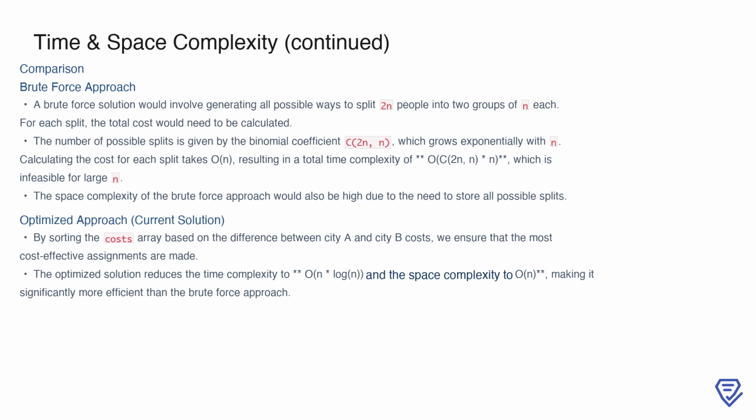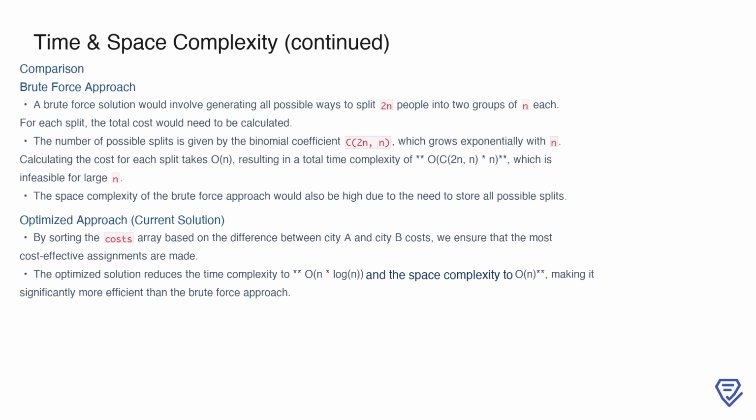To appreciate the efficiency of the current solution, let's compare it with a brute force approach. In a brute force method, we would generate all possible ways to split 2n people into two groups of n each. The number of such splits is given by the binomial coefficient C(2n, n), which grows exponentially as n increases. For each split, we would calculate the total cost, which requires O(n) time. This makes the total time complexity C(2n, n) times n, which becomes infeasible even for moderately large values of n. Additionally, the space complexity of such an approach would be very high due to the need to store all potential splits.